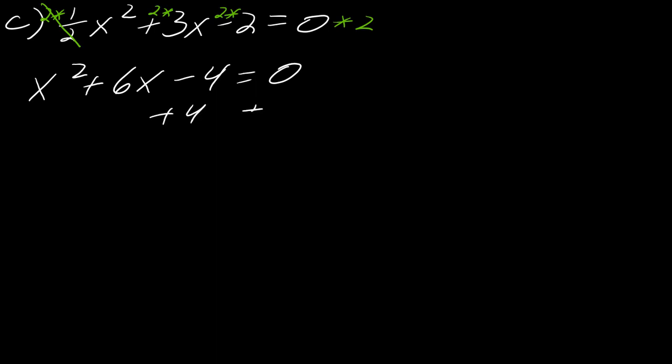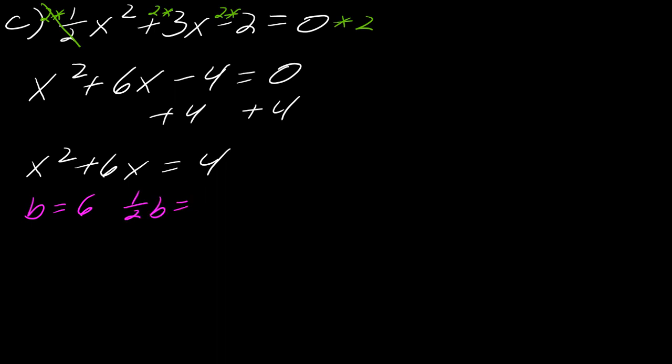So I can go ahead and add the 4. Now I've got x squared plus 6x equals 4. And now the rest of this works like a typical problem. So my b here will be 6, my half b will be 3, and my half b squared is 9. So I'll add that 9 to each side.